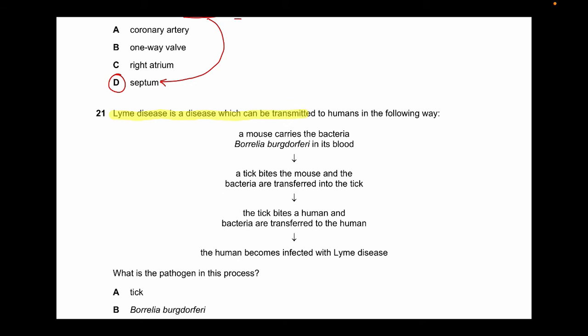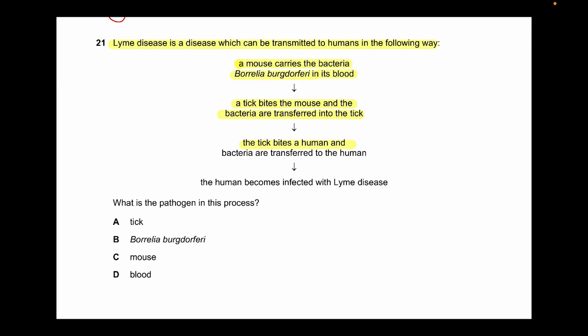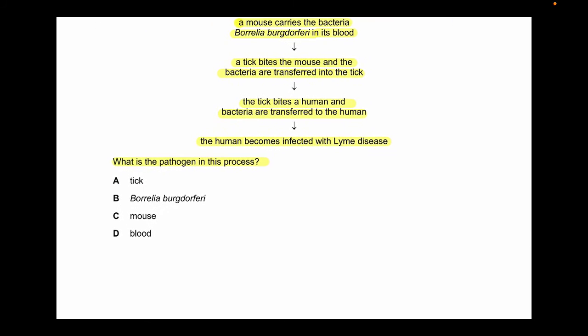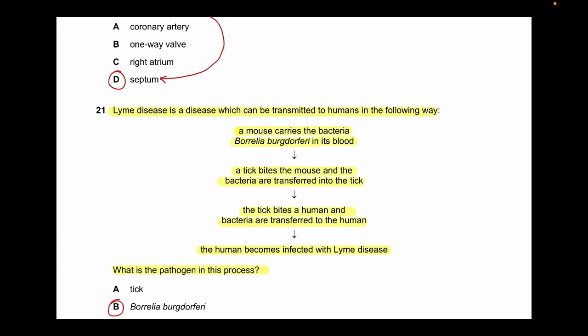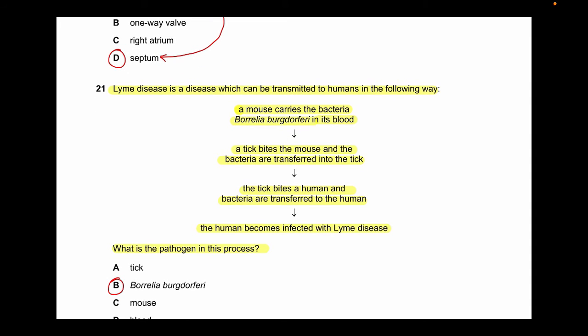Lyme disease is a disease which can be transmitted to humans in the following way. A mouse carries the bacteria Borrelia burgdorferi in its blood. A tick bites the mouse and the bacteria are transferred into the tick. The tick bites a human and the bacteria are transferred to the human. The human becomes infected with Lyme disease. What is the pathogen in this process? Well, the pathogen is still the Borrelia burgdorferi. So option B is the correct answer. All right, now the mouse and the tick are basically carriers or vectors.